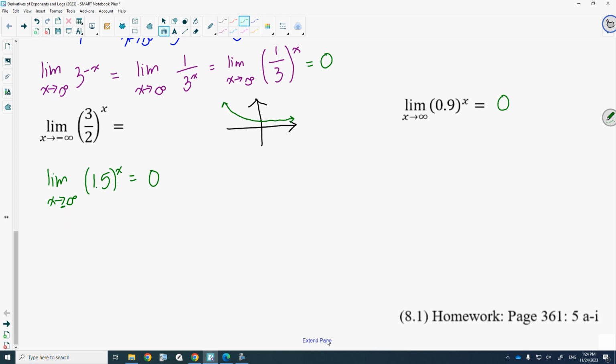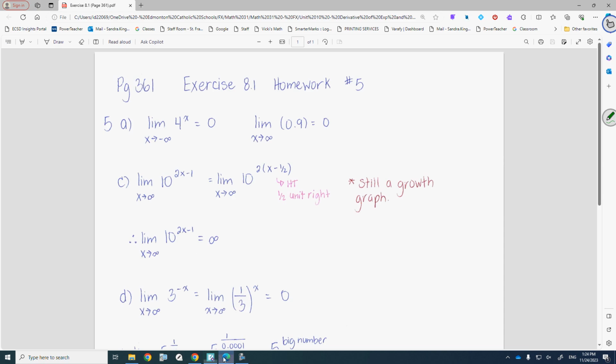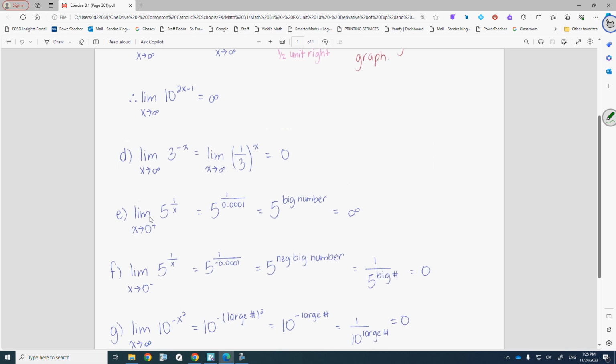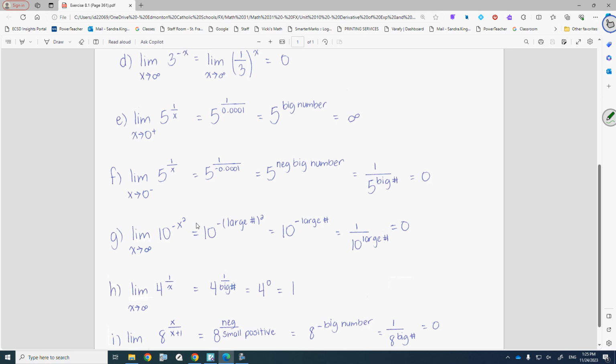Before you watch the other 2 videos for this lesson, I recommend doing question 5, A to I, on page 361. It's going to be a whole bunch of these limit questions. So the limit as x approaches negative infinity of 4 to the power of x. But what's going to happen is we're not just going to be asking the limit as it approaches positive or negative infinity. You'll be getting questions like the limit as x approaches 0 from the right, or the limit as x approaches 0 from the left. And you might want to have the worked solutions open so you could see how I rationalized my way through some of these questions. And then when you're done, you could watch the remaining 2 videos for this lesson.